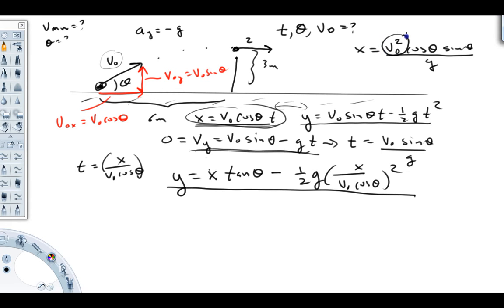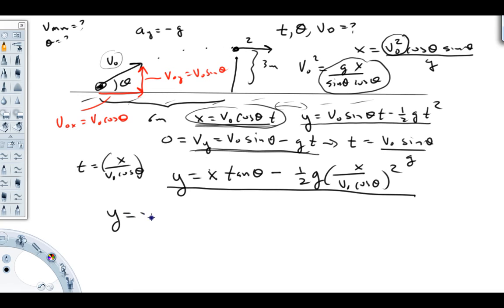Solving this one for v sub o squared, it would be v sub o squared equals gx over sine theta cosine theta. And the reason I solve that for v sub o squared is I'm taking a note right here, there is a v sub o squared. So we can sub this here, and we're going to want to do this very cautiously.